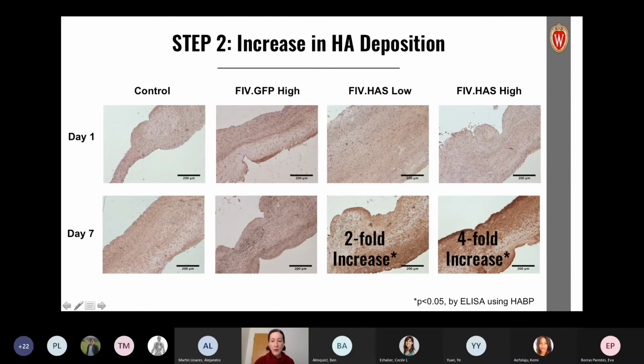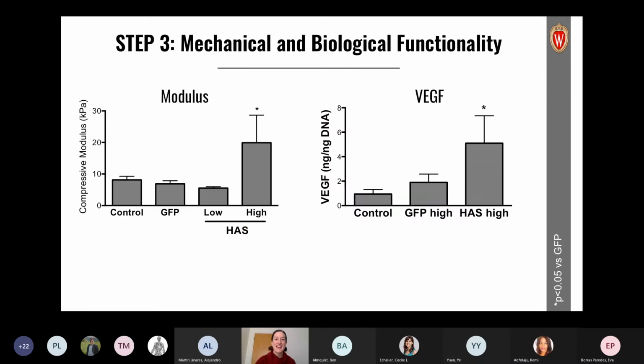And we quantify these with an HA ELISA. We found that with our high virus titer, we were actually able to get a 4-fold increase in our amount of HA in our valve, which was just really awesome because 4-fold, if you remember, was the target disease amount that we want to see for GAG enrichment to make a disease-looking valve. Okay, success so far.